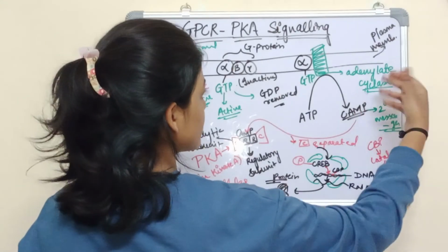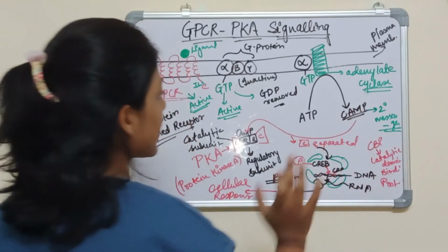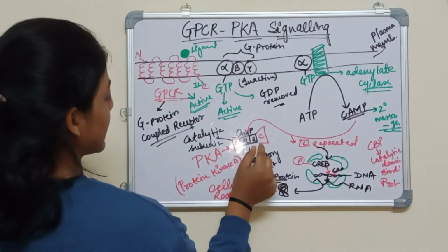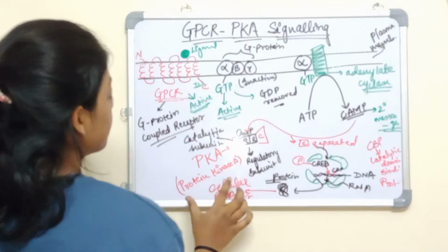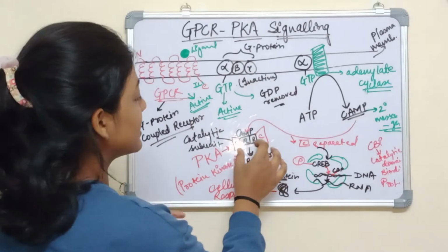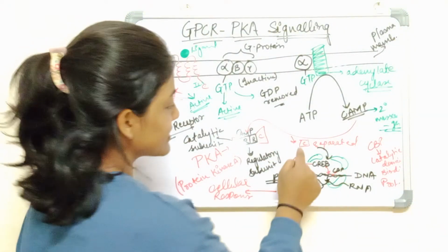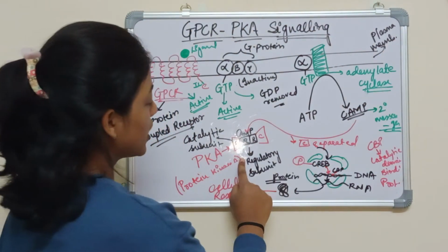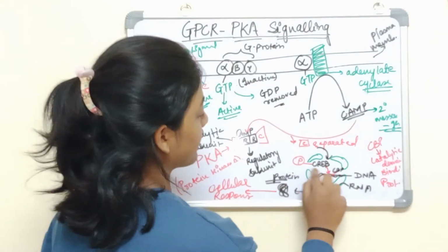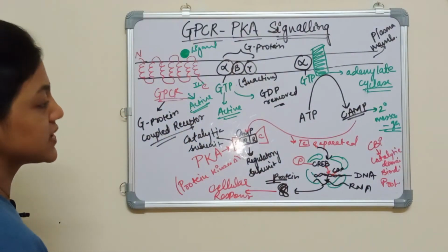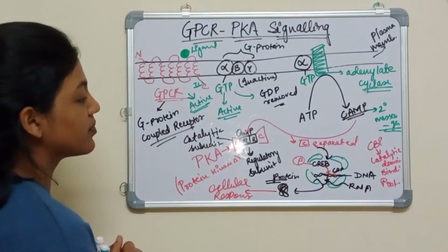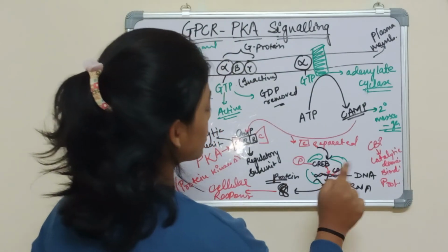Now adenylate cyclase becomes active and it converts ATP into cAMP. cAMP is a secondary messenger. Now the cAMP goes and binds to the regulatory subunit of PKA, protein kinase A. Once cAMP is bound to the regulatory subunit, the catalytic subunit is dissociated. This catalytic subunit goes into the nucleus and phosphorylates CREB. Now CREB becomes active as it is phosphorylated. Earlier CREB was inactive.